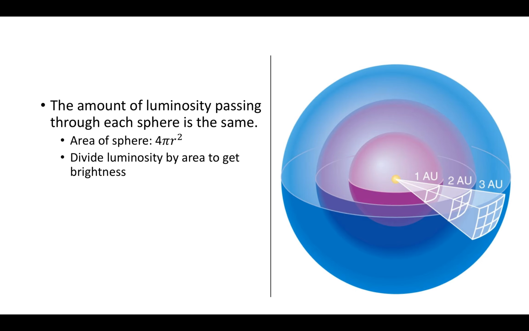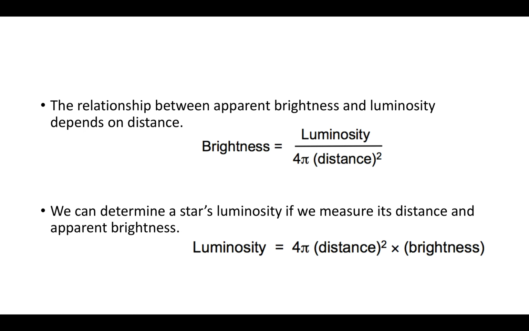Now, we're not going to do any math, and in fact, I'm probably not even going to quiz you on the amount of luminosity on different stars, but I just wanted to introduce it to you. So the relationship between apparent brightness and luminosity depends on its distance. Okay, so luminosity divided by 4 pi, and then distance squared. We can also determine the star's luminosity if we measure its distance and apparent brightness. You can rearrange the equation to solve for luminosity.